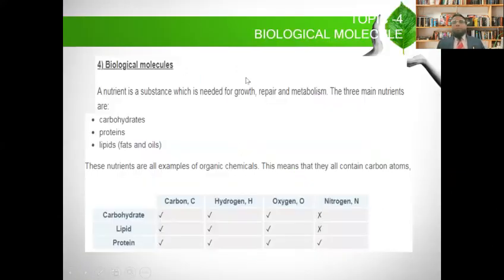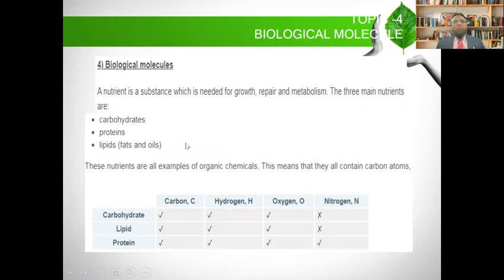Now see here, a biological molecule. A nutrient is a substance which is needed for growth, repair, and metabolism. The three main nutrients are found in our food, and they are macromolecules, large molecules, specifically carbohydrates, proteins, and lipids, or fats.